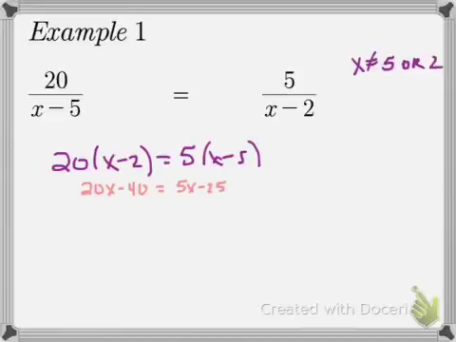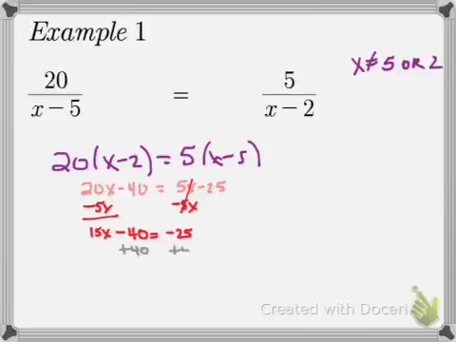Alright. From here, and this may start coming back to you very quickly, all you're going to do is start to work this thing like a linear equation. So you would start with subtract 5x from each side. That gives me 15x minus 40 equals negative 25. The next thing that you could do, it would probably help us to add 40 to both sides of the equation, and that would give me 15x equals 15.